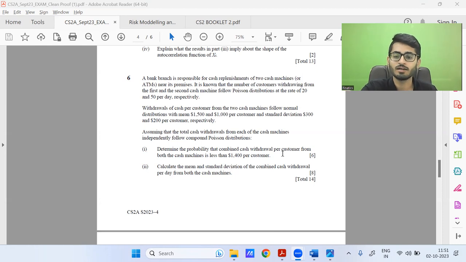You should get an idea. You are deriving mean and standard deviation in part 2, and you're getting 8 marks for that. Now, just for applying normal approximation, you're going to get 6 marks.